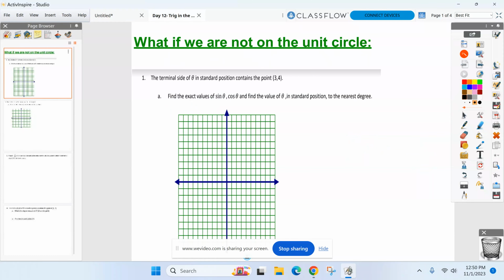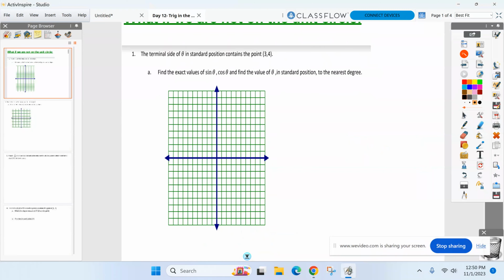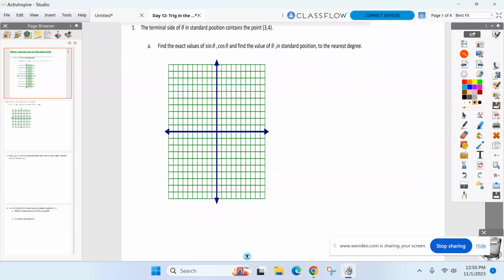So let's start off right with this question right here. Terminal side in standard position. Go ahead and graph 3, 4 on that graph I've just provided you. Go ahead and graph 3, 4. Okay, I'm graphing 3, 4. I want to know what sine and cosine are.